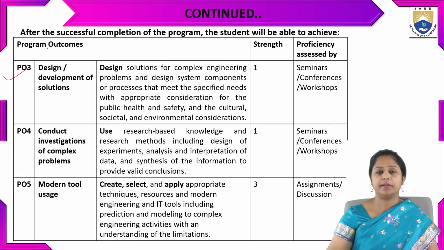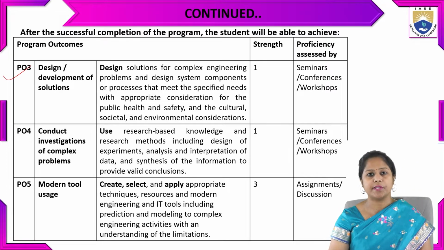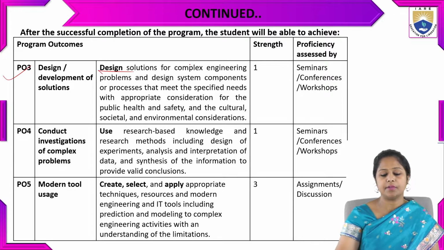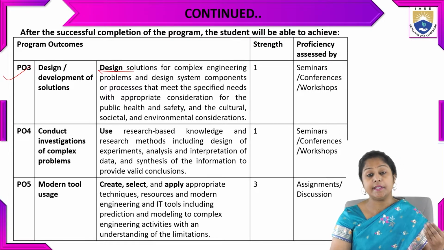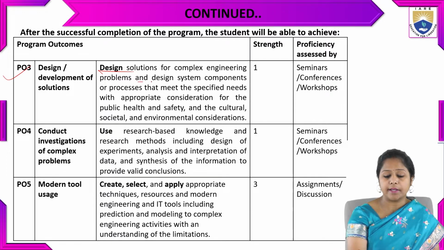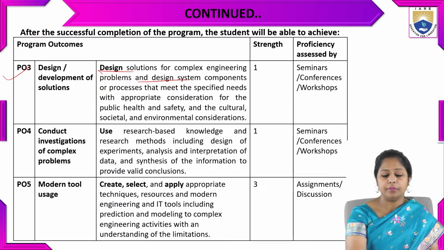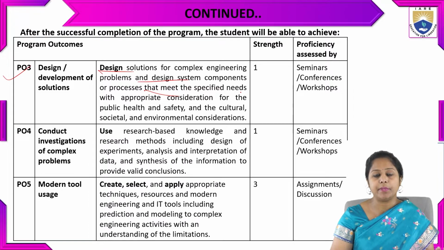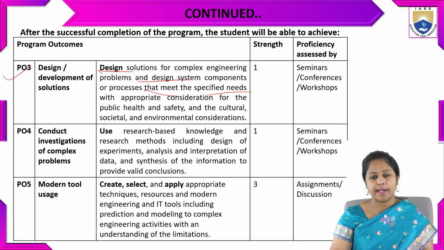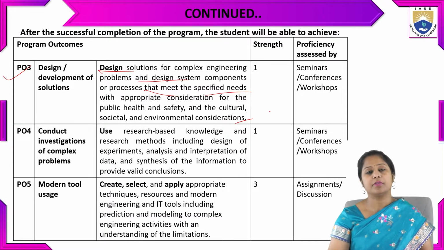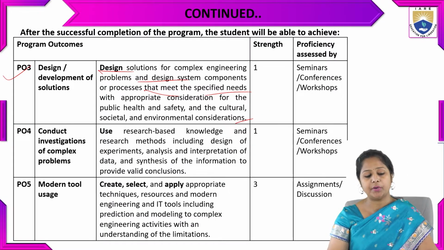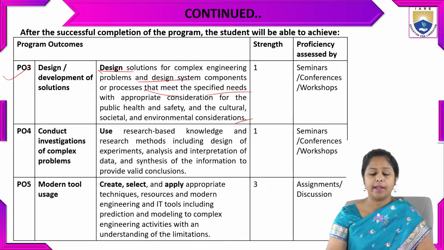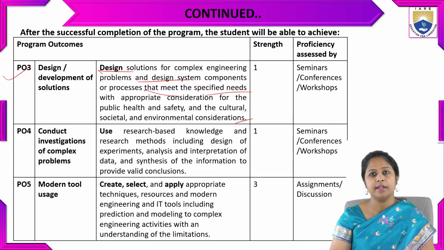In the PO3, there will be the design development of solutions. So what are the design solutions? Will be for complex engineering problems, and the design system component, we can say processes, that is going to meet the specified needs with appropriate consideration for the public health and safety and cultural, societal, and environmental considerations. So in this level of PO3, the student is going to help the society and environment.